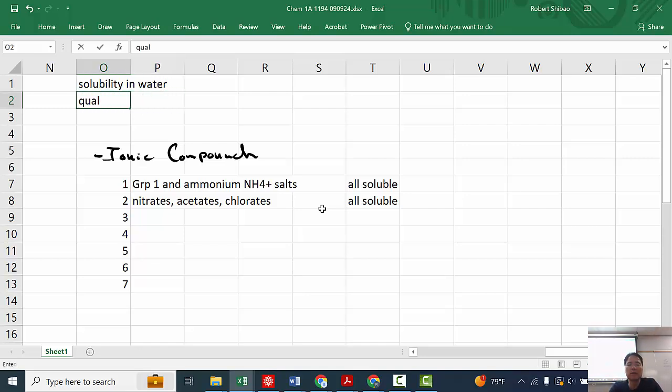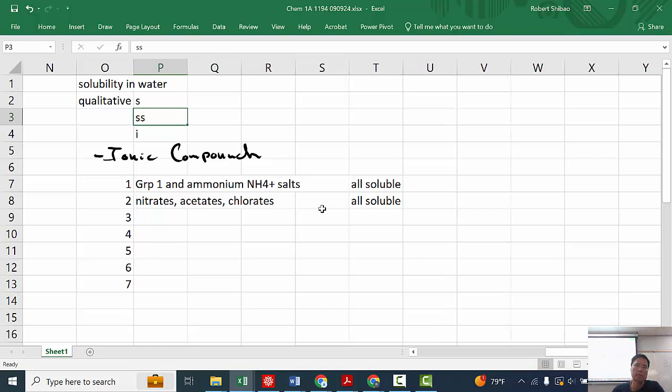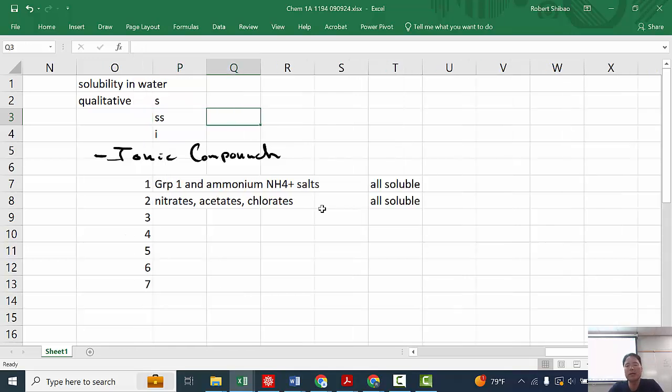There's a qualitative solubility rules. And there's quantitative. So qualitative solubility rules, we have 3 categories. We have S, SS, and I. S stands for soluble.